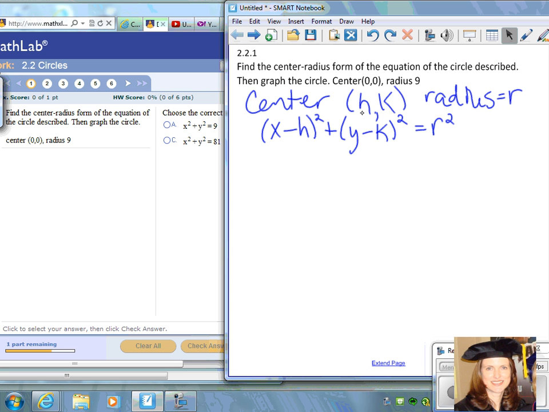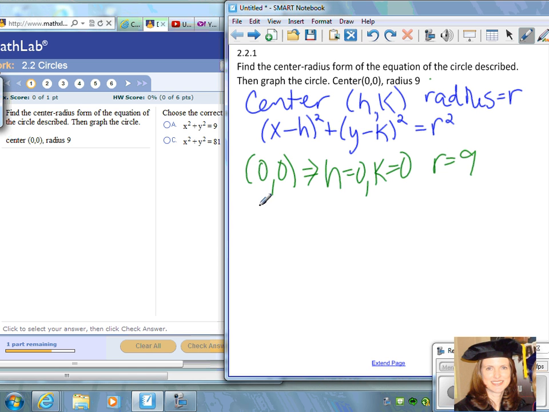If you know the coordinates of the center of the circle are h and k, and the radius of the circle is r, then you can use this formula: x minus h quantity squared plus y minus k quantity squared is equal to the radius squared. Since the center we're given is 0, 0, that means our h value is going to be 0, our k value is going to be 0, and the radius value is going to be 9.